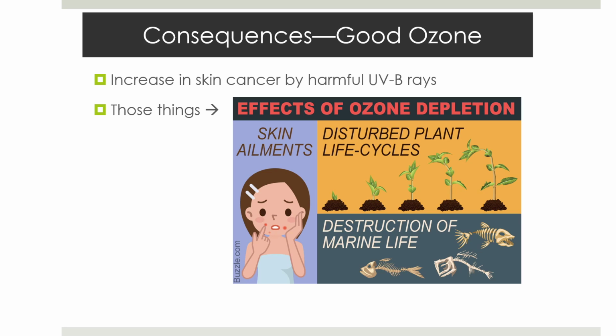Some of the consequences, of course, are an increase in skin cancer from harmful UVB rays, because the ozone helps protect us from the ultraviolet B radiation. It also can cause skin ailments, it can disturb life cycles, and destroy marine life. So when you hear about the ozone hole, or the hole in the ozone layer, it is this process.